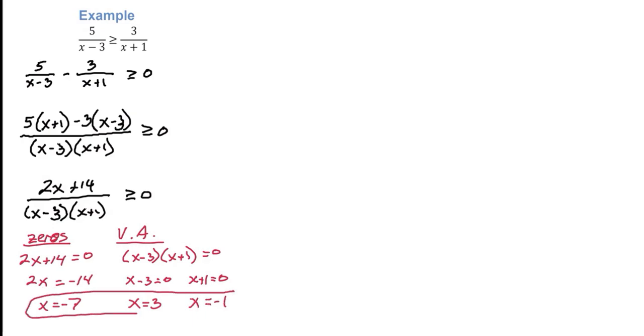These are the boundary points that we will place on a number line. Make sure we put those in order. We have negative 7, negative 1, and 3. Notice in this particular example, the boundary points break up the number line into 4 separate intervals. We need to choose a test point within each interval and plug it into the inequality to see if the interval is true or false.